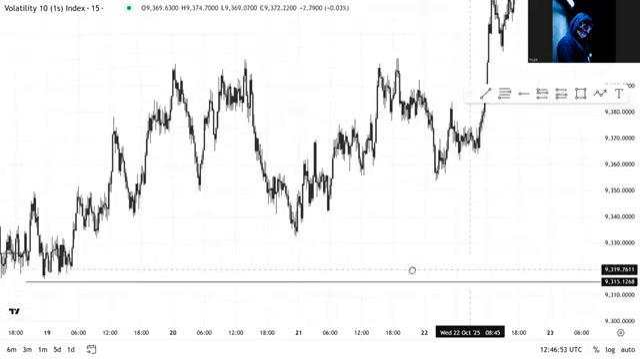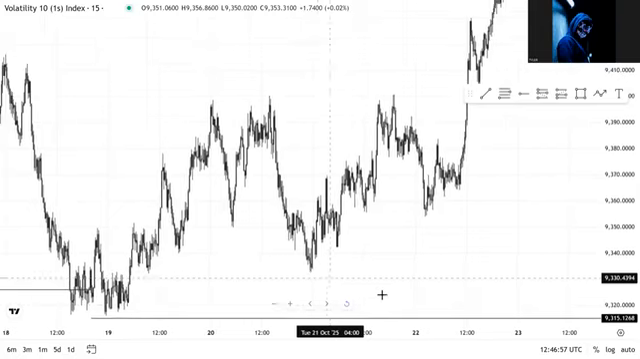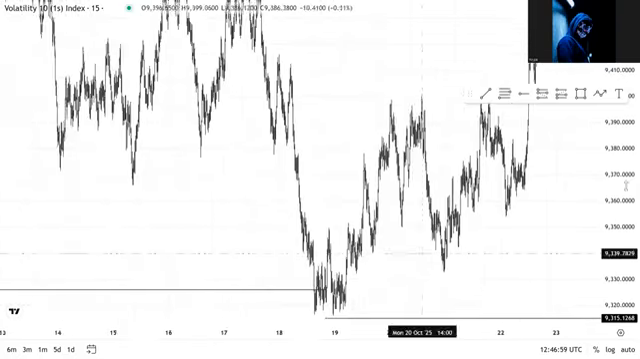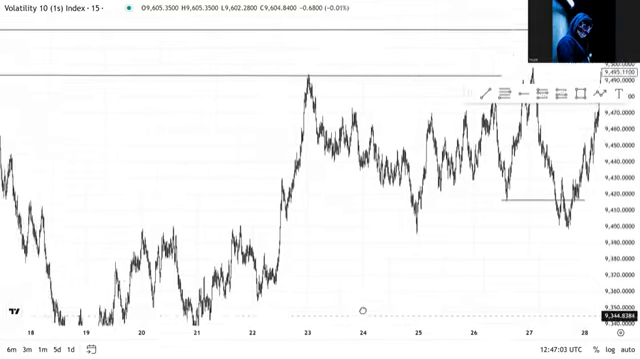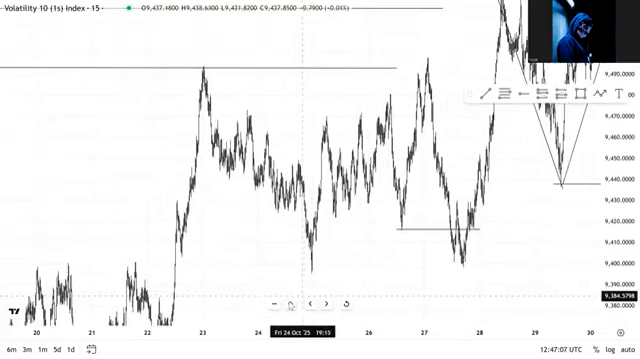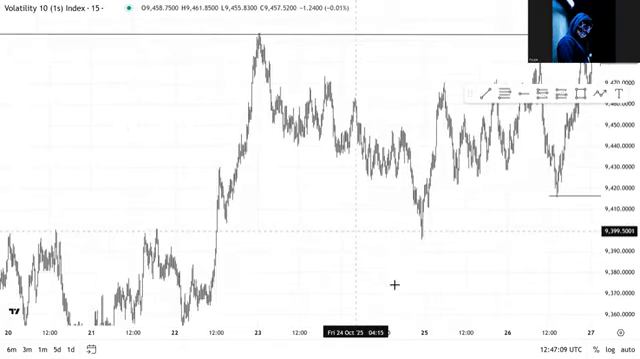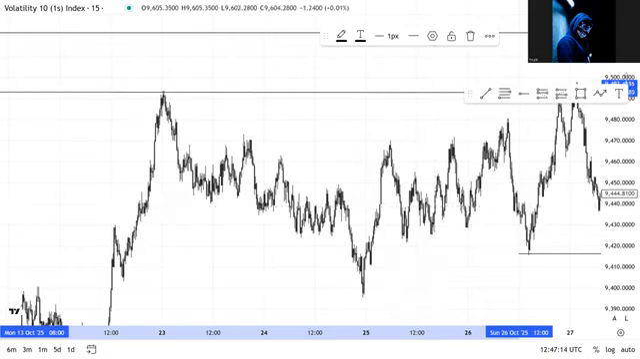I'm trying to look for something that's very visible for a buy entry, for us on V10S index. So now I can see an entry here. I can see a trade here. Now, if I delete this, let me delete this.